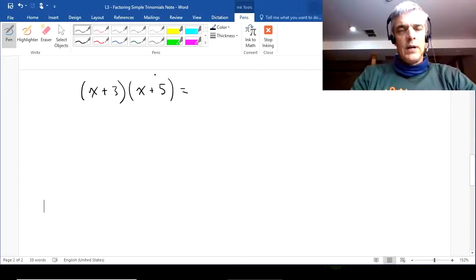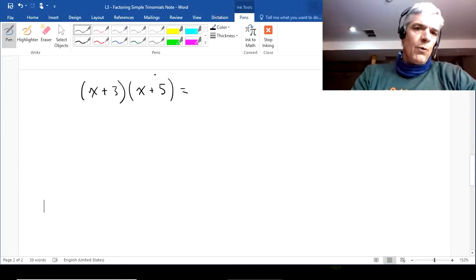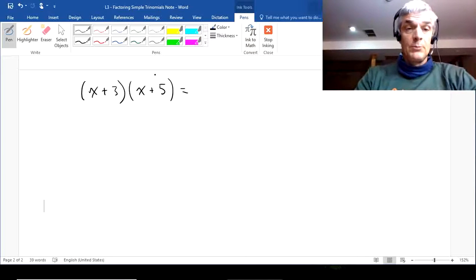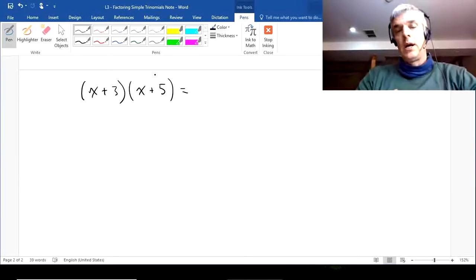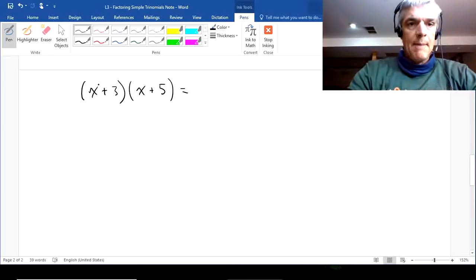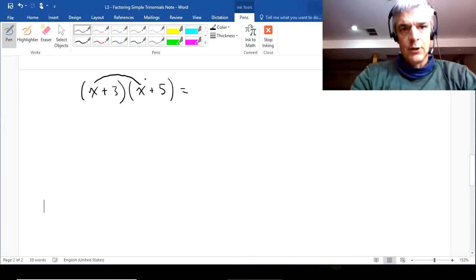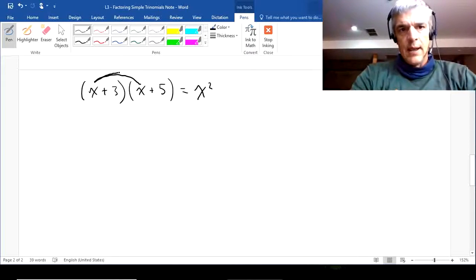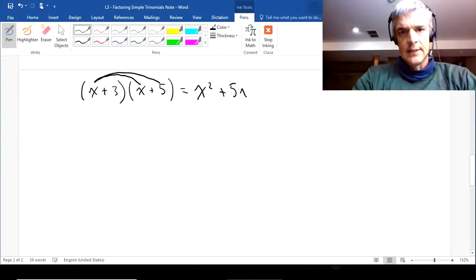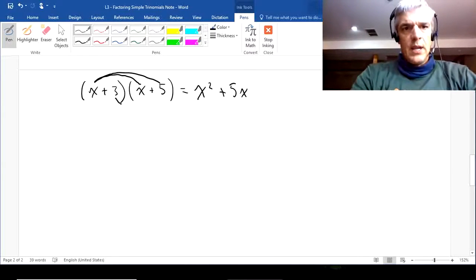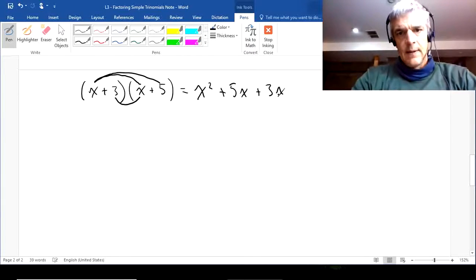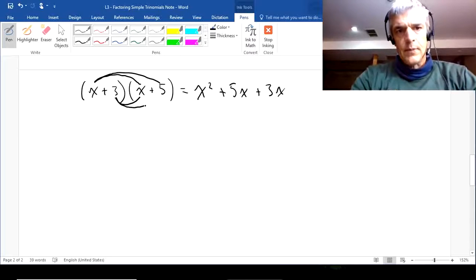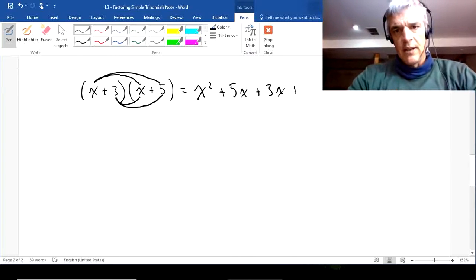And if you recall correctly, we used something called FOIL, or in other terms, sometimes referred to as the bird, to multiply this out. And so what happened was we said x would multiply first by x, and that gave us x squared. And then x would multiply by 5, and that gave us plus 5x. And then we'd go 3 multiplied by x, and that gave us plus 3x. And then finally, 3 times 5, which gave us 15.